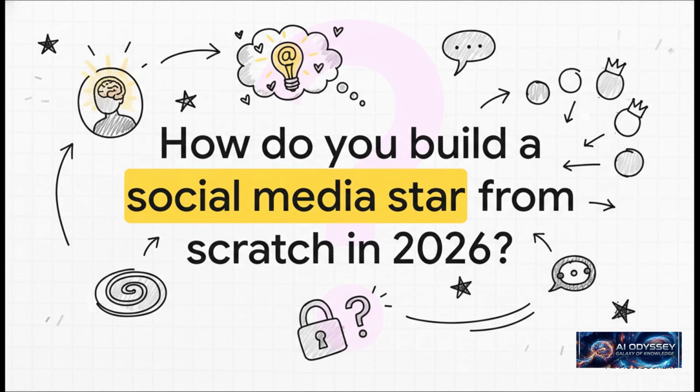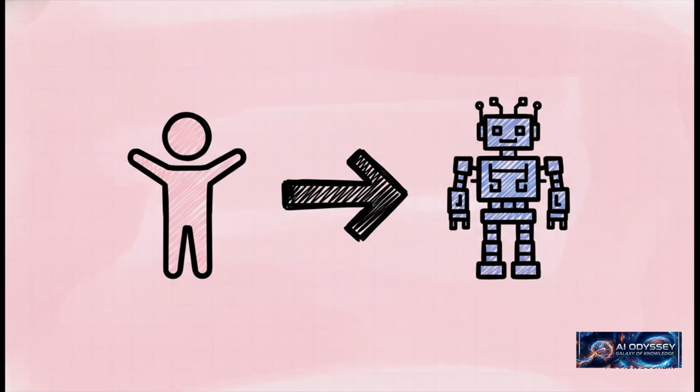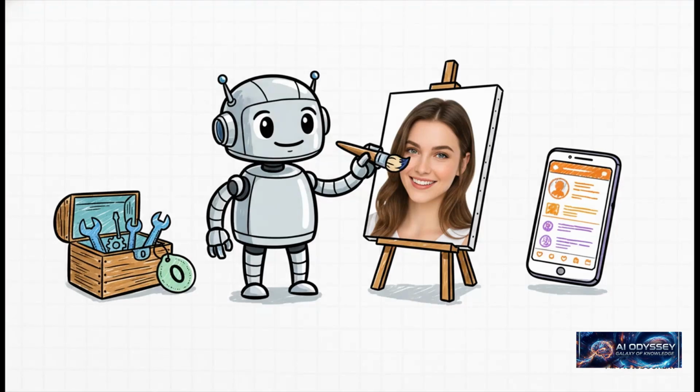If you look just a couple of years into the future, what's it going to take to build an online personality with thousands or heck, maybe even millions of followers? What's the secret sauce? Well, here's the secret. You don't actually need a real person anymore. Not really. In fact, some of the biggest new influencers might not even exist in our physical world at all. And that is exactly what we're diving into today.